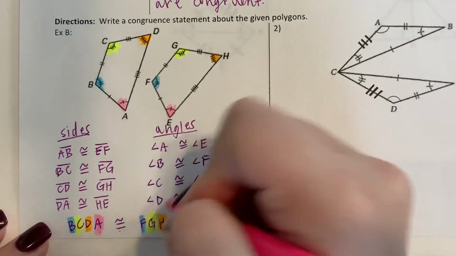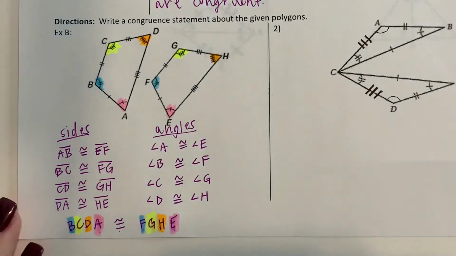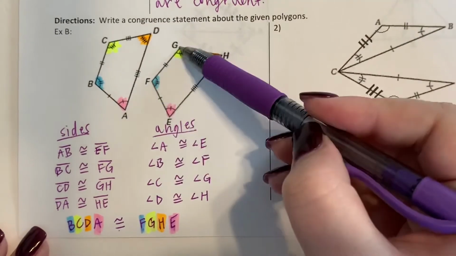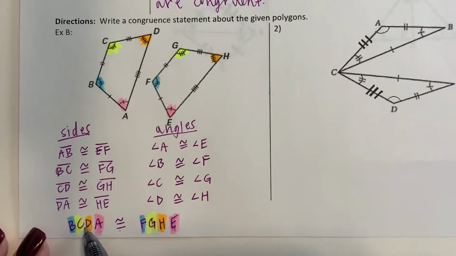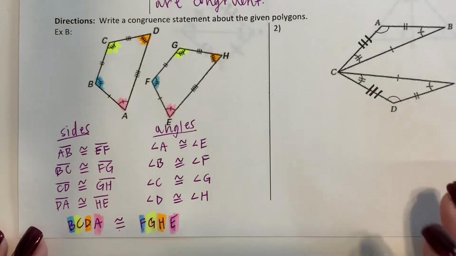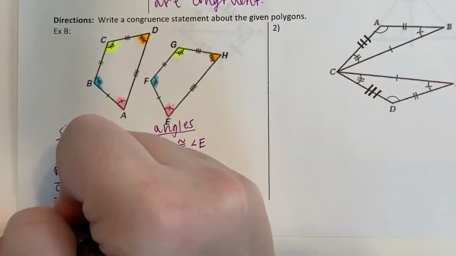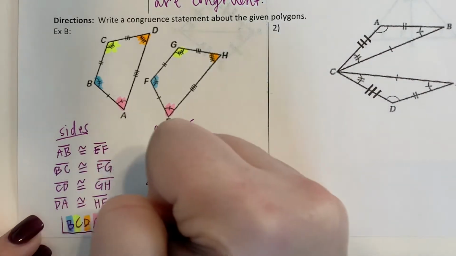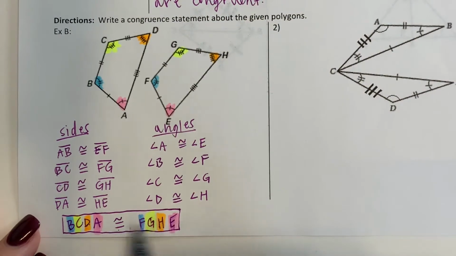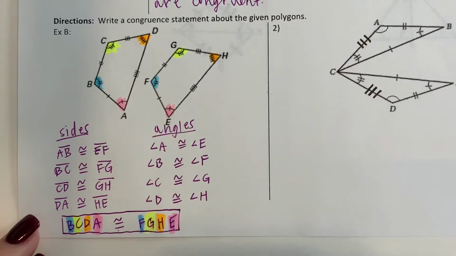When you look at this, not only are my angles matching up, but my sides are matching up. What I mean by that is side BC needs to match with side FG. BC has 2 tick marks, FG has 2 tick marks. Right here, side CD needs to match with side GH. CD has 3 tick marks and GH has 3 tick marks. So when you write your congruence statement, the angles and the sides have to match up if we're going to say that these two are congruent.